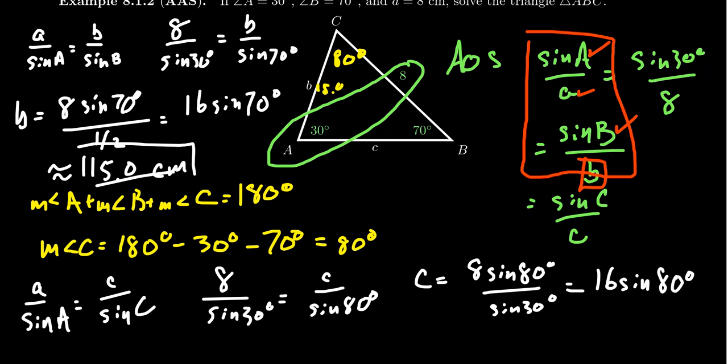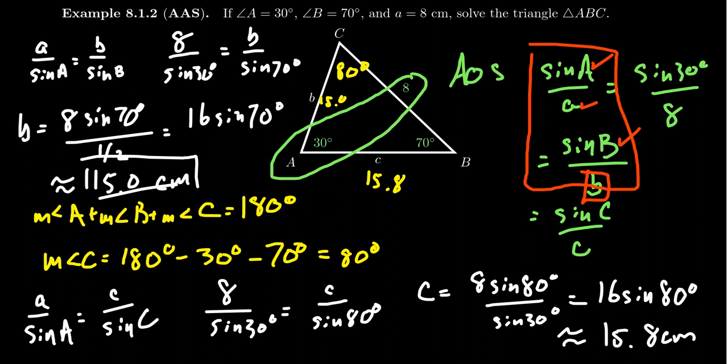If we approximate that with a calculator, 16 times sine of 80 degrees would give us, again rounding to a tenth of a centimeter, 15.8 centimeters. And that then gives us the missing side of our triangle that we should then label above. Just to finish the picture there, we get 15.8 centimeters. And so now we've demonstrated how we can use the law of sines to solve the angle-angle-side condition.